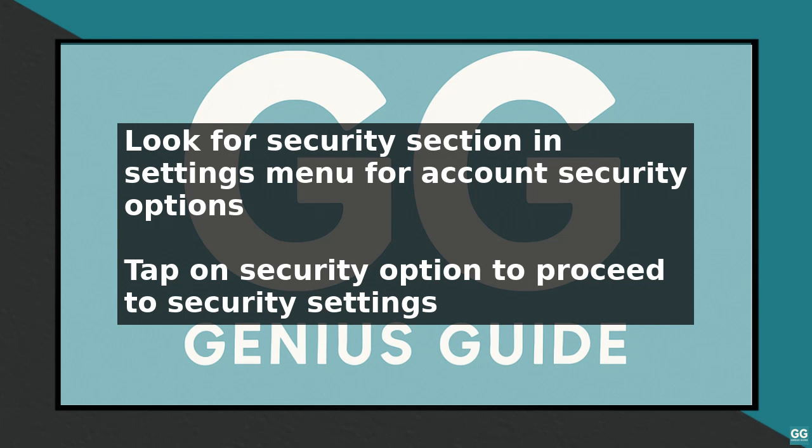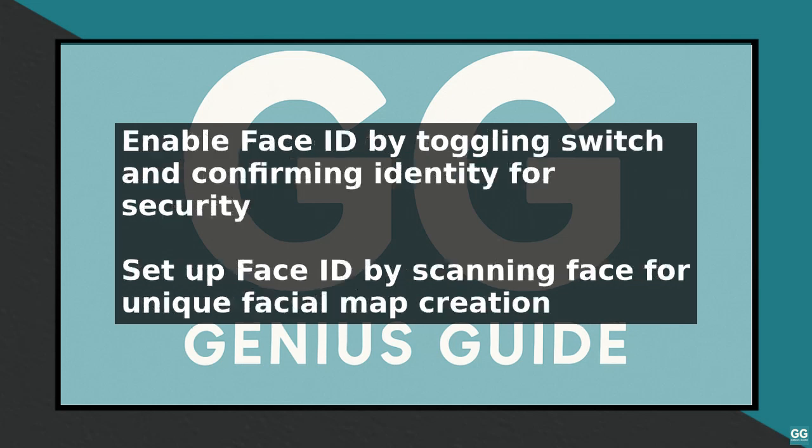In the Security settings, you will find various options related to account security, such as password, fingerprint, and facial recognition. Look for the Face ID or face recognition option and toggle the switch to enable it. You may be prompted to enter your password or confirm your identity through another method for added security. Once you have enabled Face ID, the app will guide you through the process of setting it up.